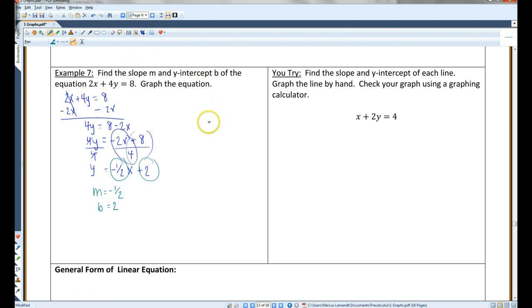So when I graph this, I'm going to start with my y-intercept. My y-intercept is 2, and my slope is negative 1/2, so I'm going to go down 1 over 2. There are my 2 points. Imagine that's a straight line. My bad. Alright, so now we have the slope and the y-intercept, and we have the graph. We're done.